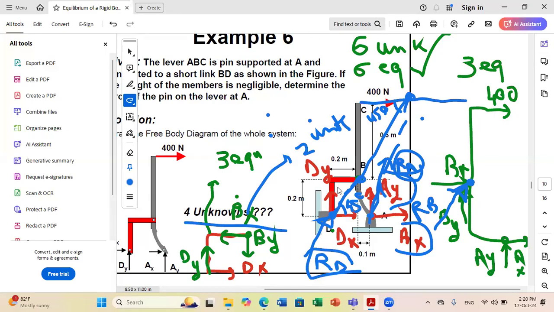Any question on this? I have a question. Yes. So we know initially that the force of 400 Newton doesn't impact BD. It will not impact the direction of the force on BD, but it will impact the magnitude. Okay, thank you. Welcome.